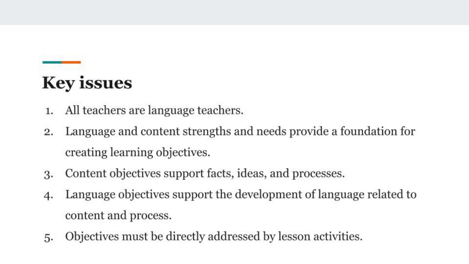Second, as you saw in the previous chapter, the student's strengths and needs, including language and content, serve as a foundation for creating learning objectives. Third, through content objectives, we make sure that students learn and develop facts, ideas, and processes. Fourth, through language objectives, we make sure that students have and/or develop the language proficiency related to the content. Finally, objectives determine the tasks that we incorporate in the teaching and learning process.